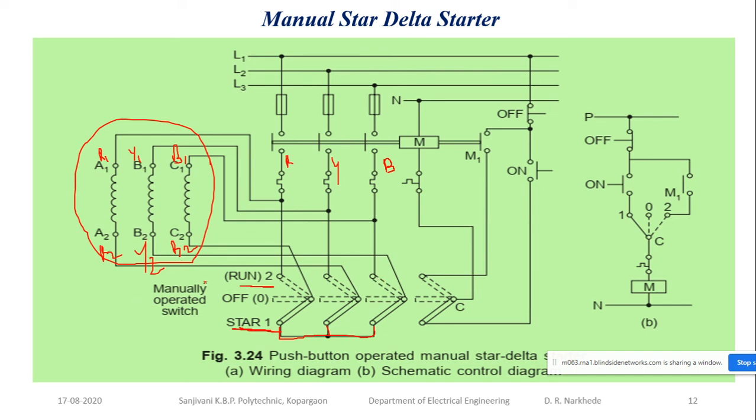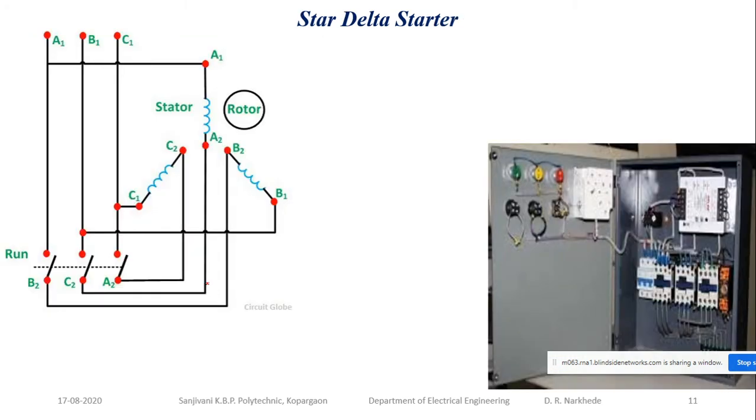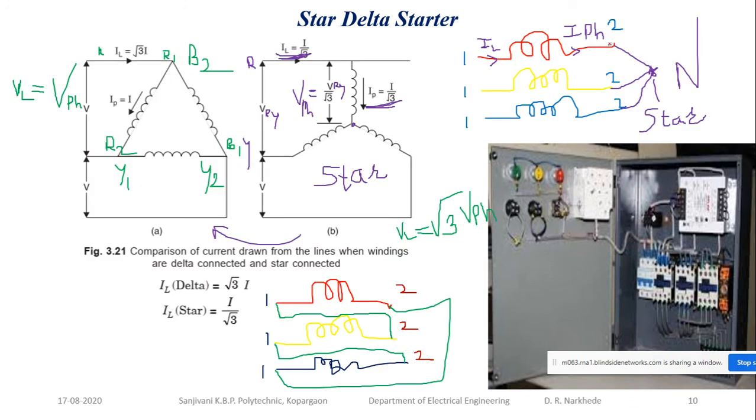As we have already discussed in the previous slides, this is my R1, and R1 is connected to Y2. Then Y1 is connected to B2, and B1 is connected to R2.